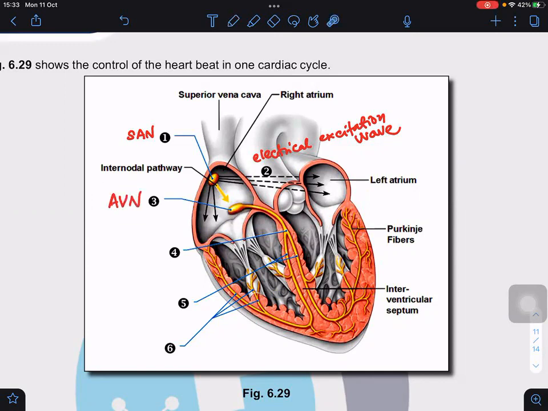The AV node, because it is somewhere near the atrium, can pick up the signal and spread it down. This part is called the bundle of His. The excitation wave goes down from the AV node all the way down to the base of the septum. Are you clear? All the way down to the base of the septum, and then it moves upward through the Purkinje fibers.